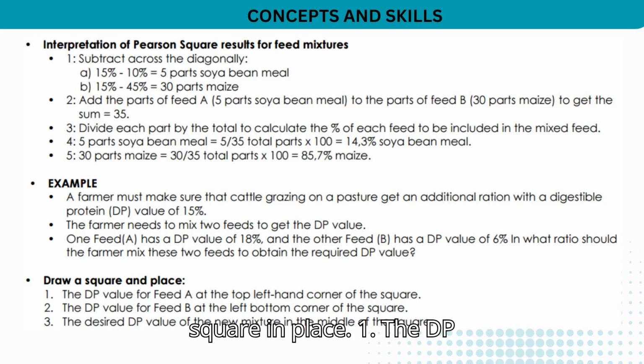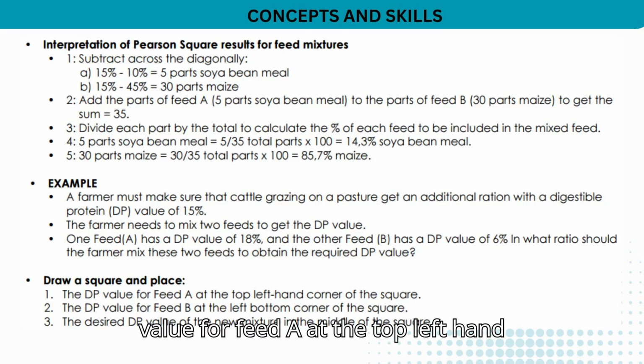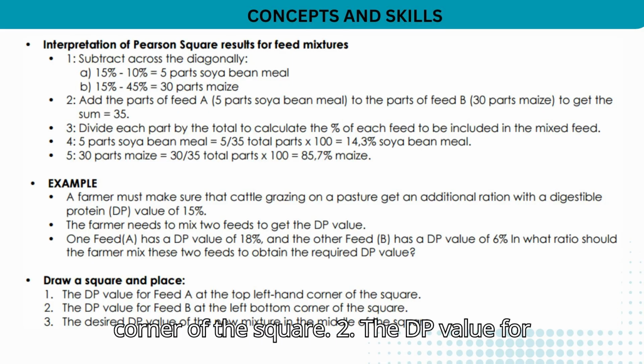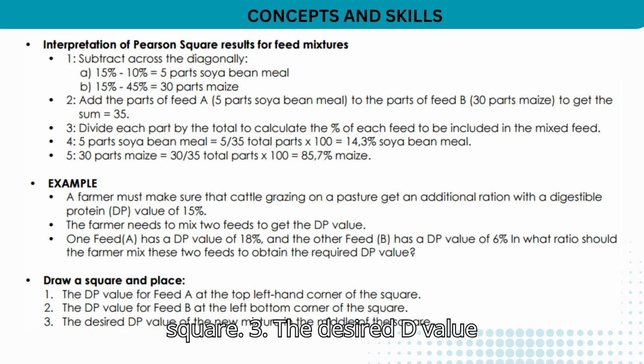Draw a square and place 1. The DP value for feed A at the top left-hand corner of the square. 2. The DP value for feed B at the left bottom corner of the square. 3. The desired DP value of the new mixture in the middle of the square.